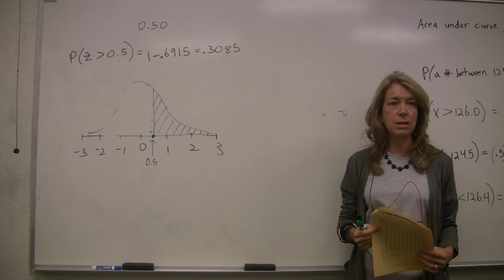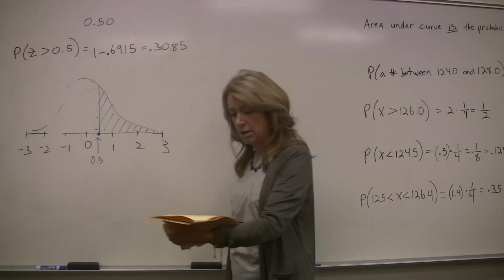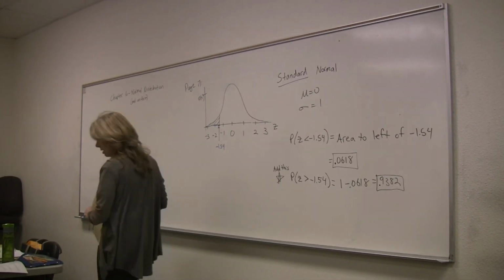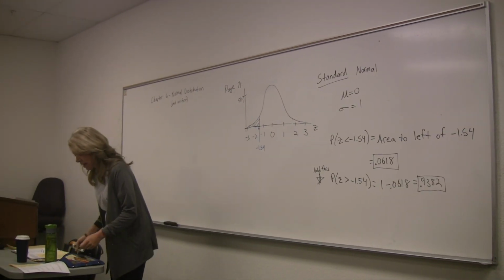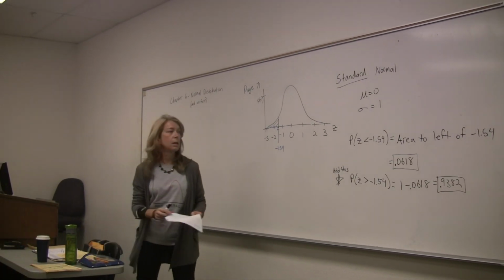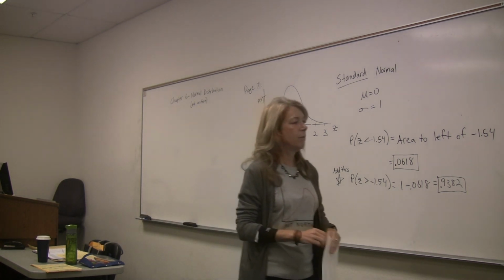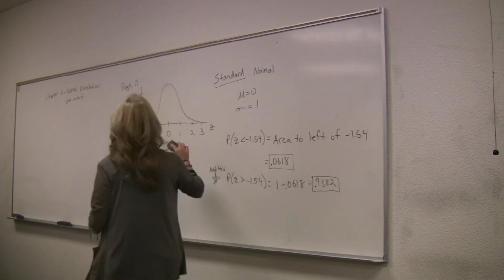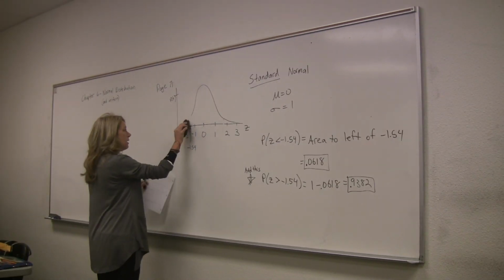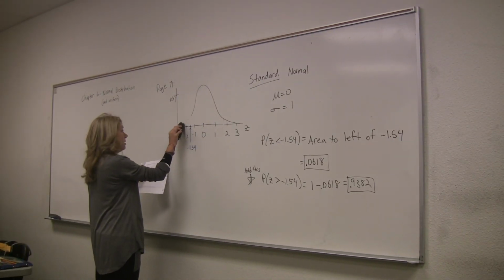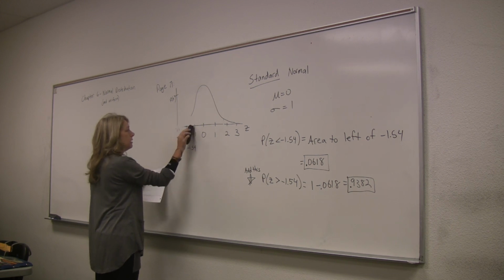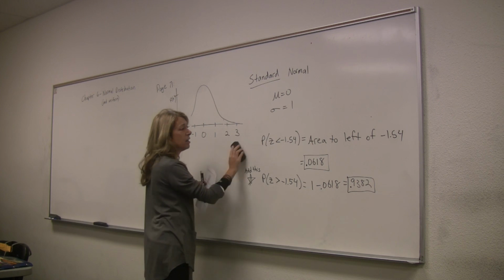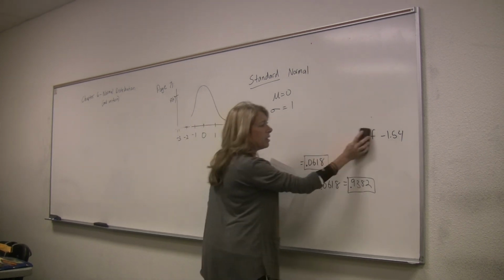Okay, ready to do the last one? Let's do the last one on the page. Z is between -3 and 3. I'm going to do it on top of this one since I already have it drawn here. It looks like almost all the area. Is it all the area?